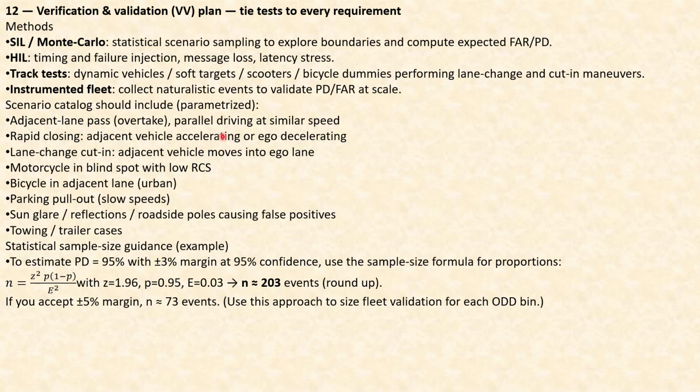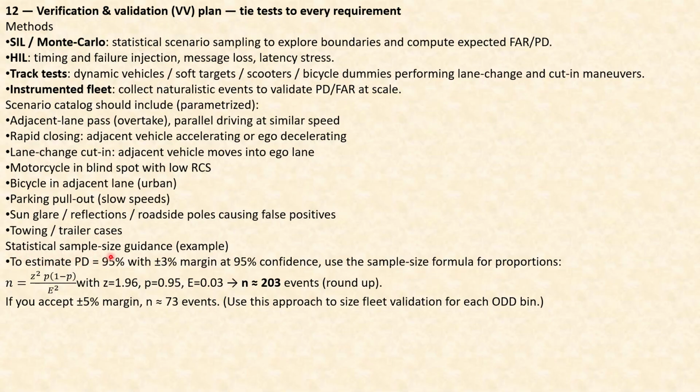Adjacent lane pass, parallel driving at similar speed, rapid closing. Rapid closing means adjacent vehicle accelerating or ego deceleration. Lane change cut-in: adjacent vehicles move into the ego lane. Motorcycle in blind spot with low RCS and bicycle in adjacent lane, especially in the urban scenario. Parking pullout, so naturally parking pullout means it's slow speed. And sun glare, reflection, roadside poles causing false positives. And towing trailer cases. All right.